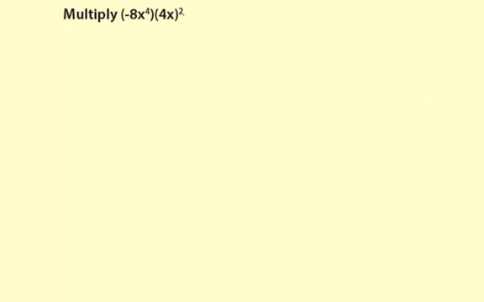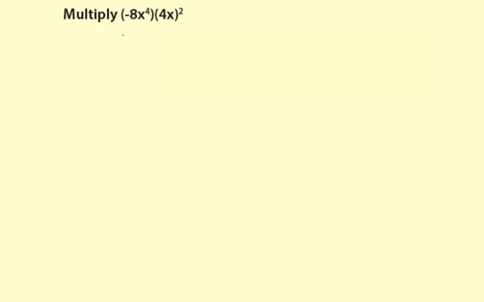Multiply negative 8x to the fourth times 4x quantity squared. And I say quantity squared because the 4x is squared, not just the x squared. And you notice because the exponent of 2 is outside the parentheses. I'll show you a couple different ways to do this one.